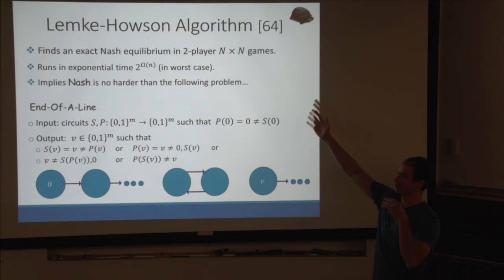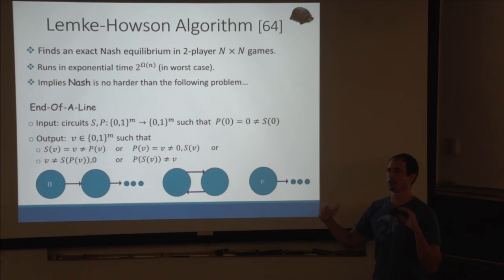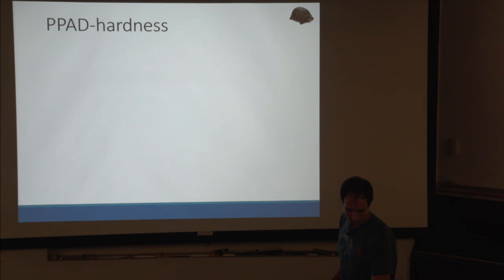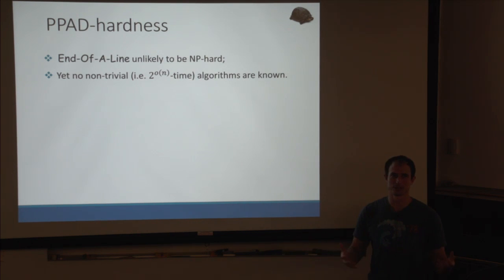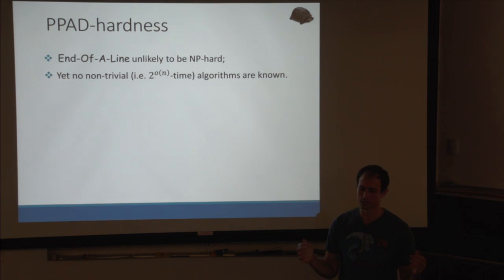So this algorithm that finds exact Nash, you can formulate it as finding an end of a line in a graph that's related to the game. End of a line is not going to be NP-hard because there always exists a solution, but we don't know anything that does better than 2 to the n time.